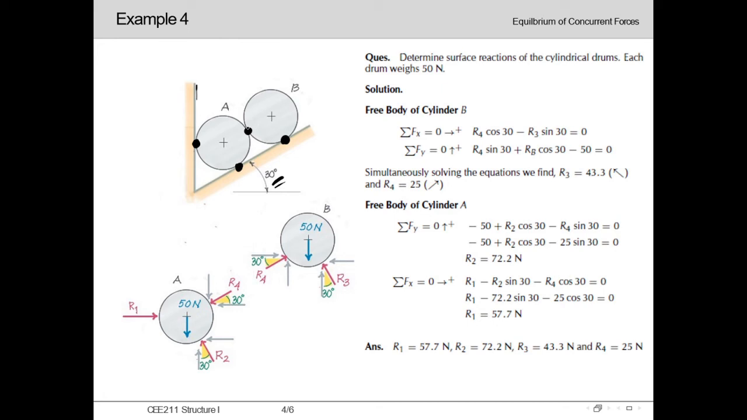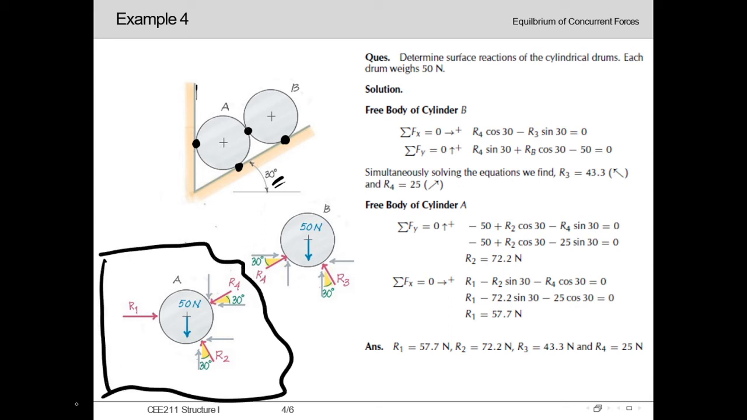Now denoting these four contact surface reactions in the free body diagram, firstly drawing free body diagram A for drum A. Here it has also been mentioned that the cylindrical drum weighs 50 Newton, so the self weight is 50 Newton. So placing the self weight also, as this is a vertical plane, the contact surface will coincide with the y-axis, so R1, no problem with this one, but this will be R2.